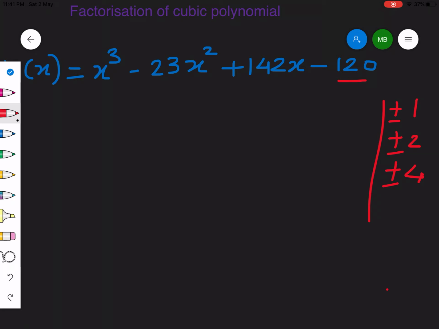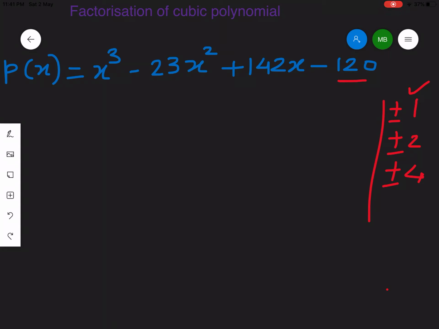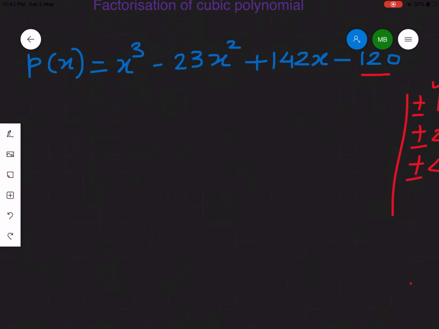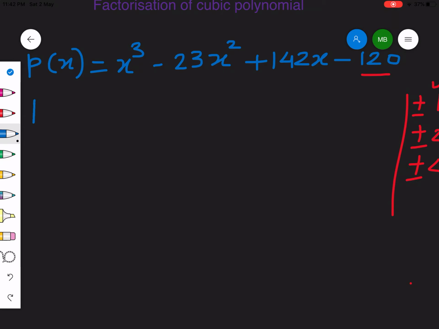So out of all these, we'll start with either plus 1 or minus 1. What we'll do is try to substitute this value in this polynomial and see if the polynomial terminates to 0. Right, so here we are starting with p of 1. We'll replace all the x by 1. So it will become 1 cubed minus 23 times 1 squared plus 142 times 1 minus 120.